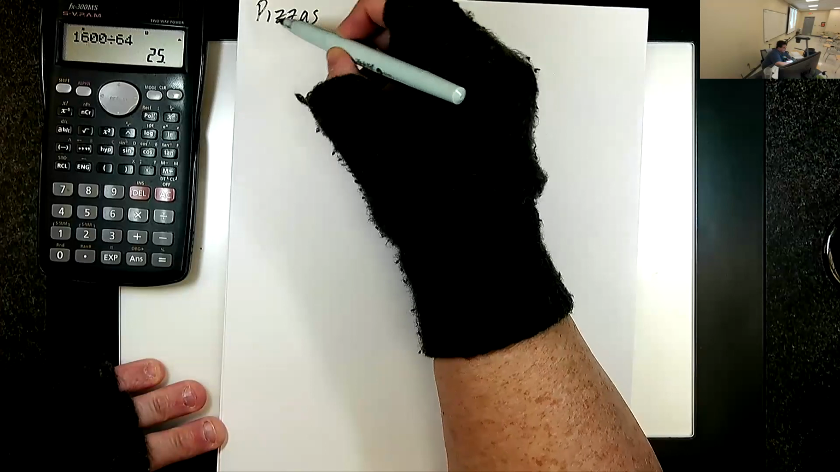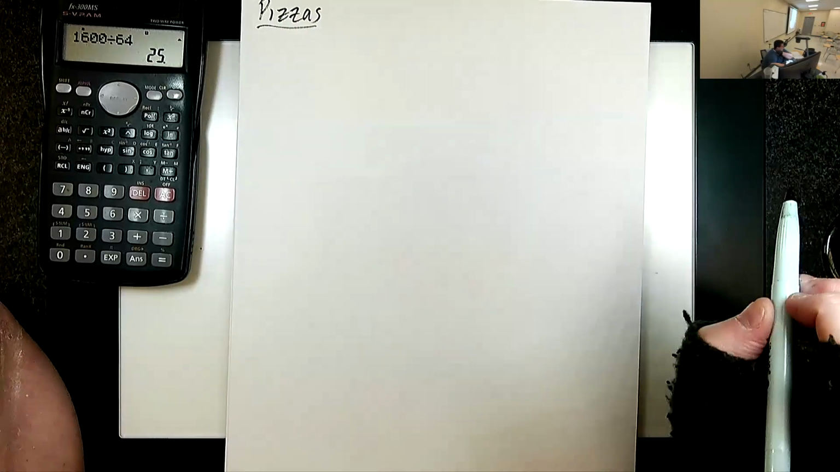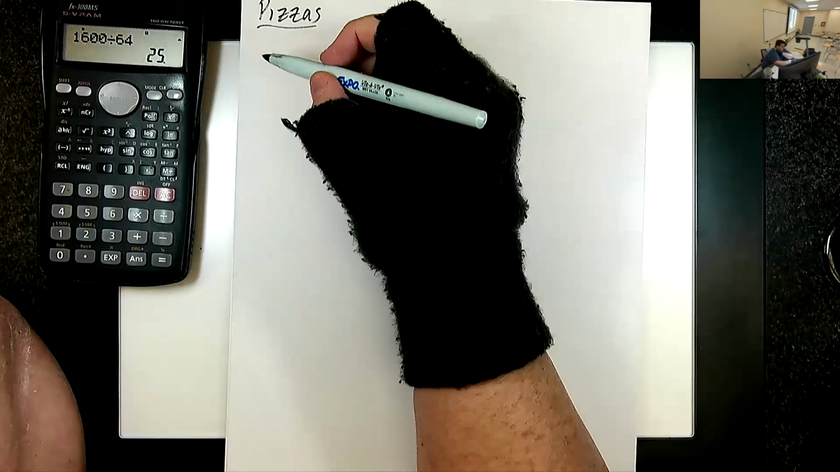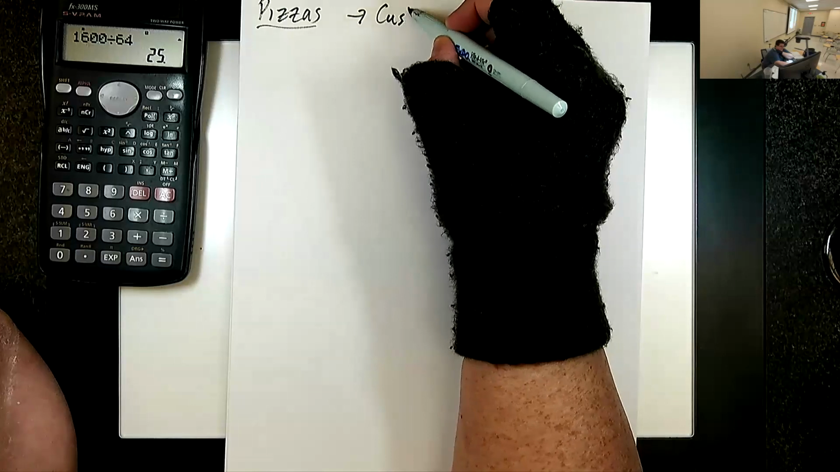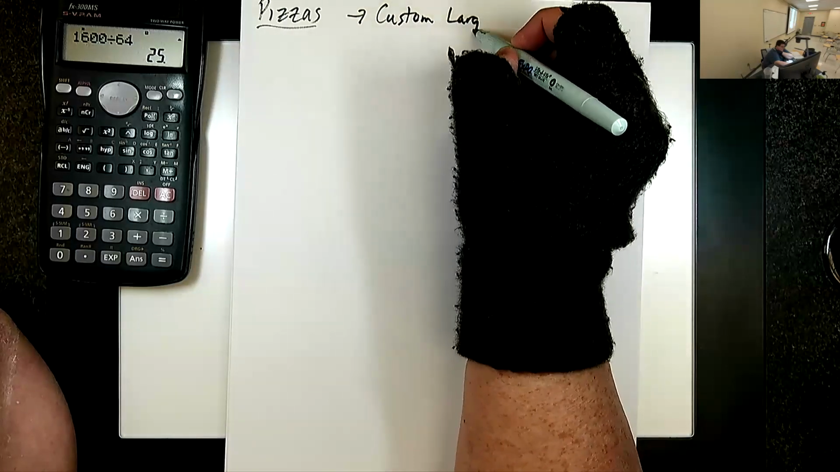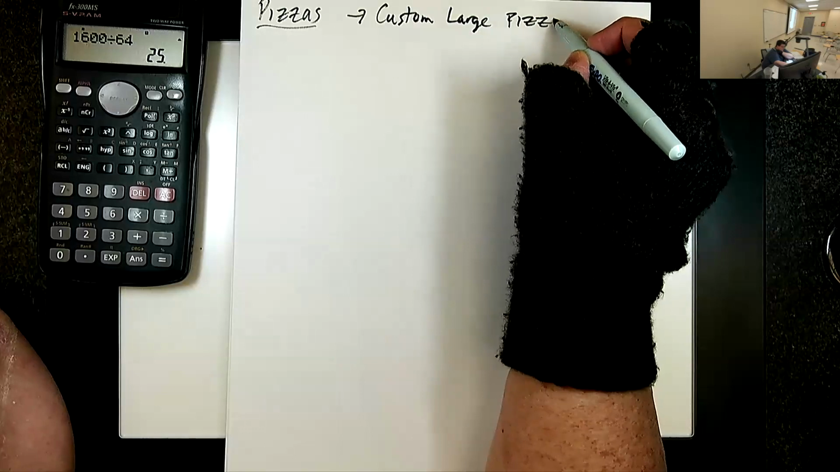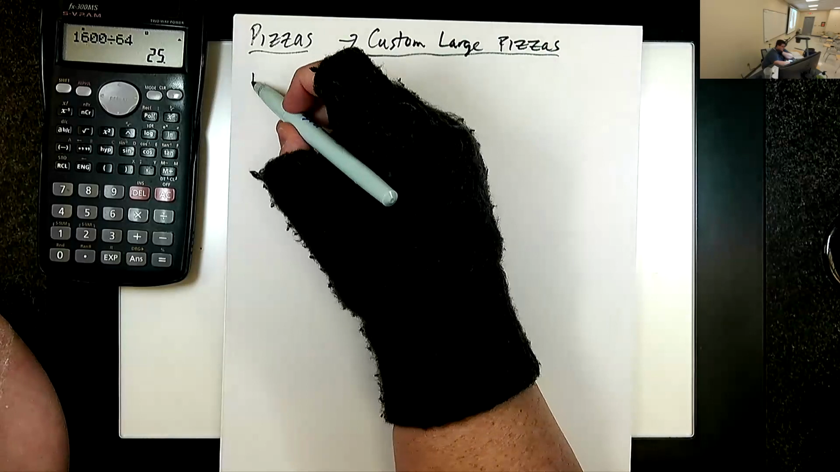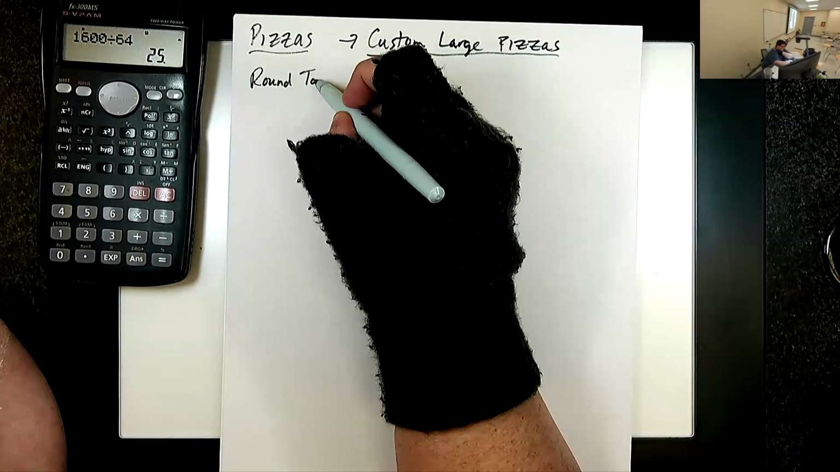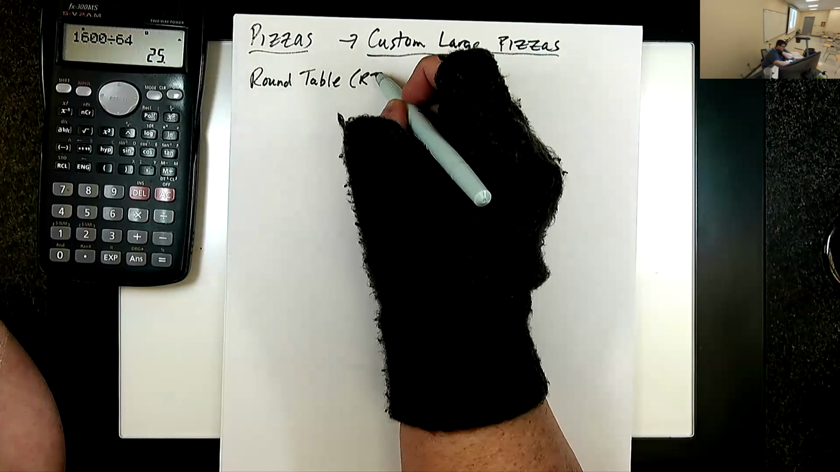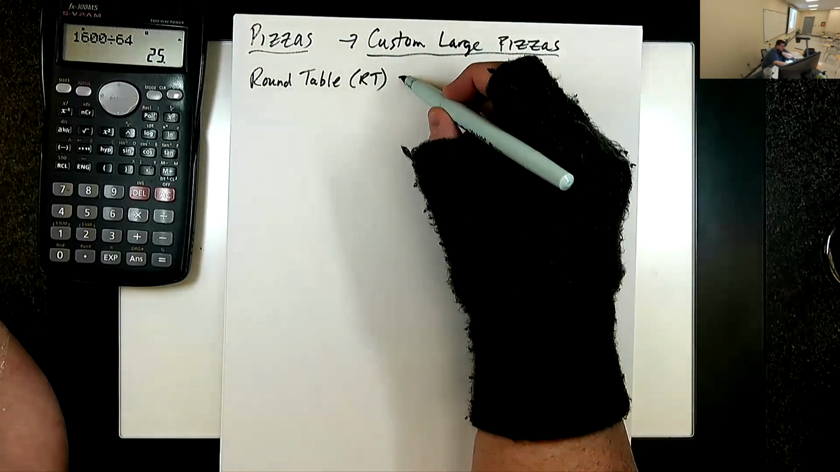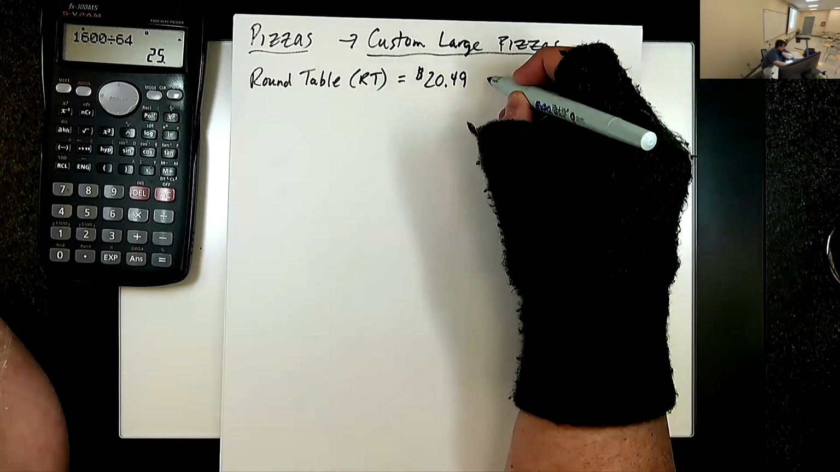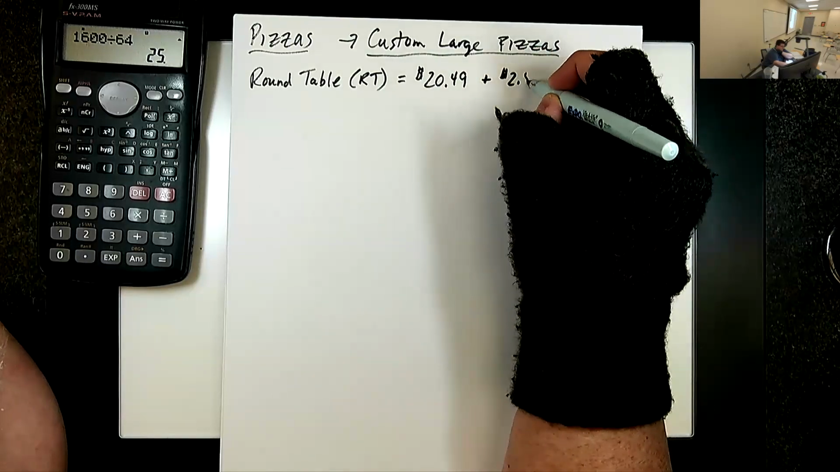Now, I looked this up over the weekend and I was checking several pizza spots because I was looking for one that had the right combination of prices. So these are for custom large pizzas at two different restaurants. At Round Table, which I'm going to abbreviate RT for the rest of this question, the base price is $20.49, and then you pay an extra $2.50 per topping.